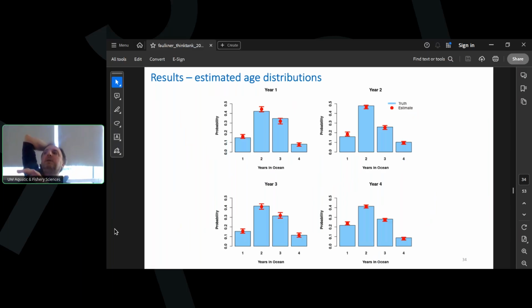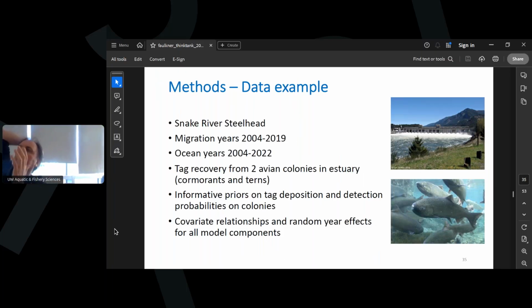And in this particular simulation, I allowed the age distribution to vary by year to see if it can even do that. Surprisingly, it was estimated fairly well, which I really didn't think would be identifiable. But it probably was just a function of the number of years I had in the simulation and the number of fish in each year. Okay. So now apply this to steelhead.